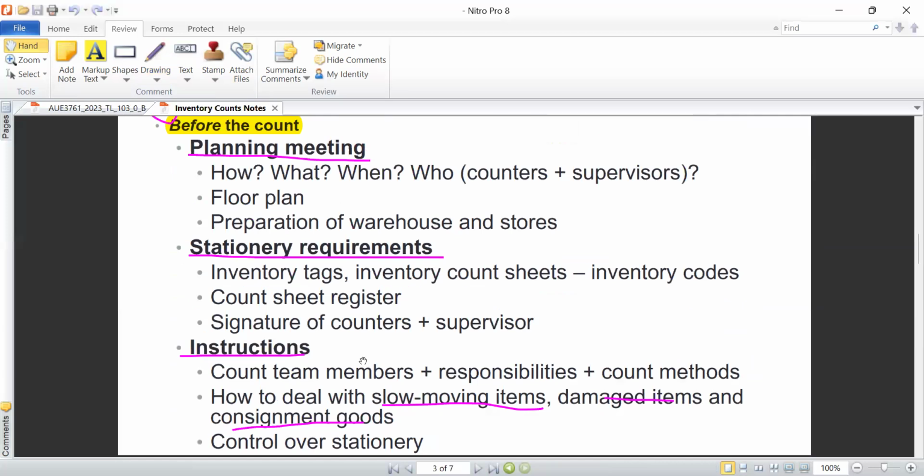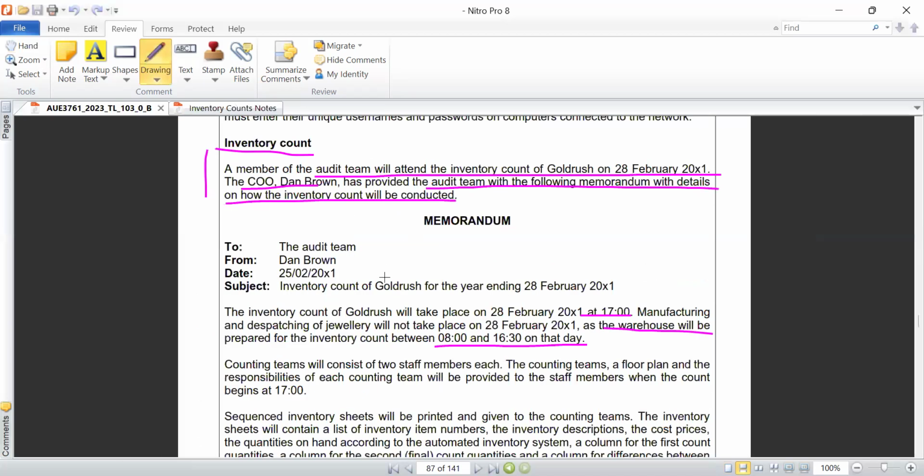And we are expecting that before the count, there should have been a planning meeting that was held, which is probably where the memorandum that we are going to be evaluating is emanating from, where they would have probably discussed how the count will be done, what inventory items will be counted when, and then of course by who, and the floor plans, preparation of the warehouse and stores. We're expecting to see all these things being there, and we're going to perform the test of controls to just assess whether these things are actually in existence.